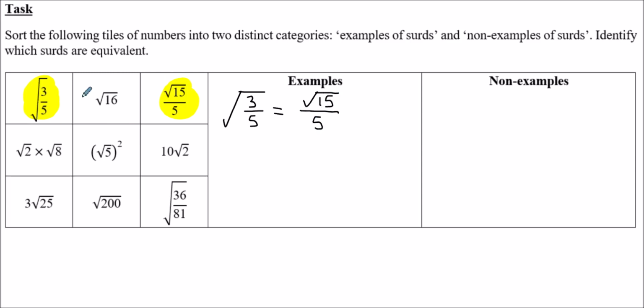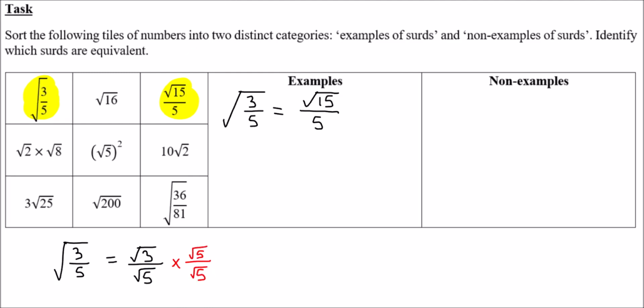If you'd like me to show you why these two are equivalent, I'll just do that for you now. So root 3 over 5: what we're allowed to do is break this surd into a numerator and the denominator. And so root 3 over 5 is the same as root 3 over root 5. What we can do with fractions, as you remember from GCSE, is whatever you do to the top, you must do to the bottom, or whatever you do to the bottom, you do to the top. So let's now multiply top and bottom of this fraction by root 5.